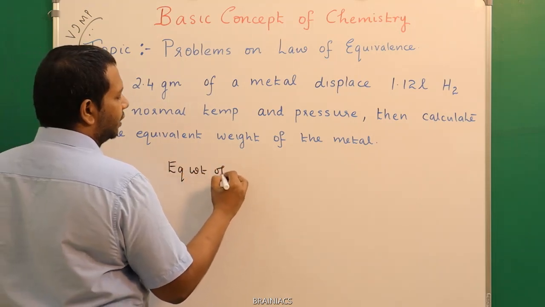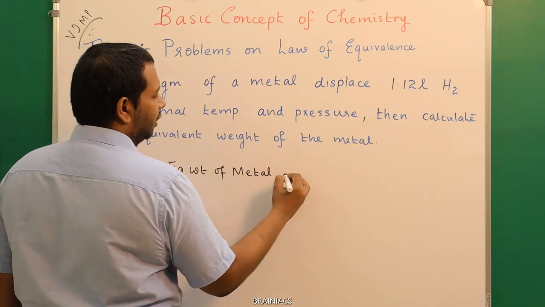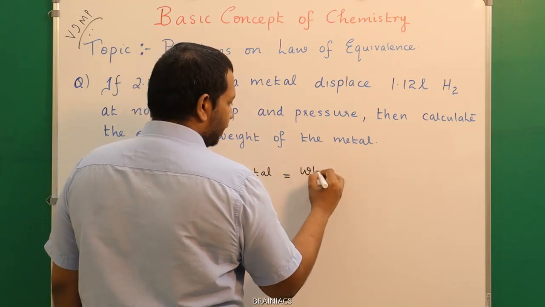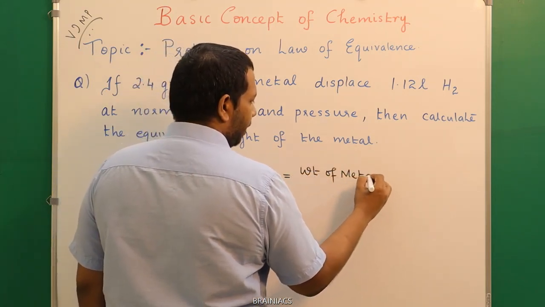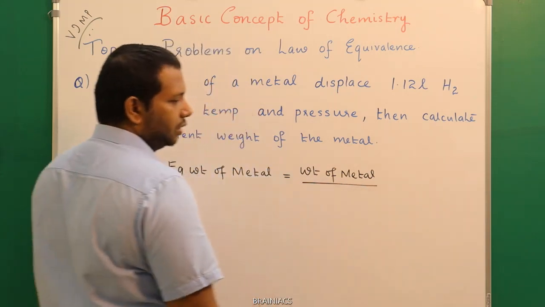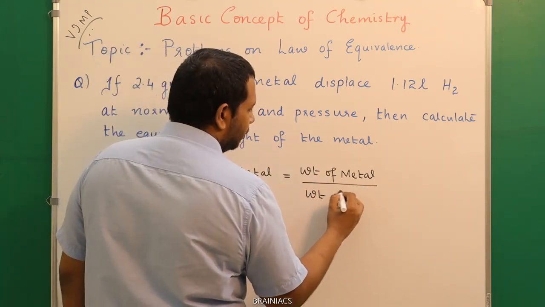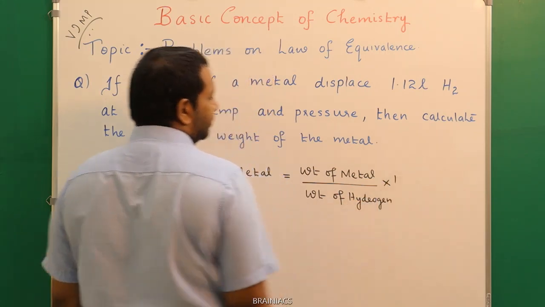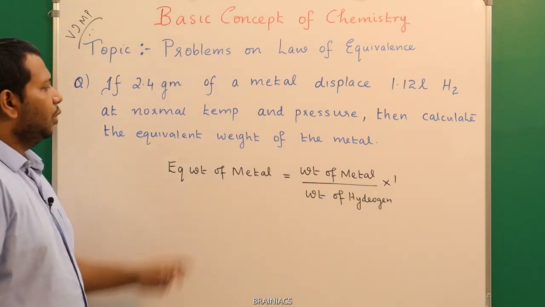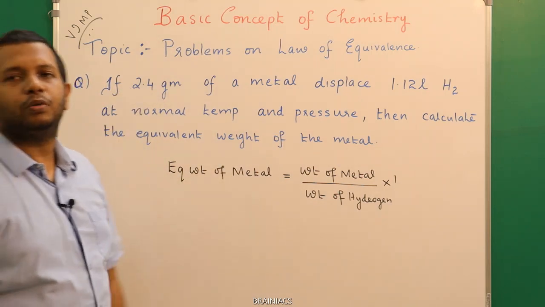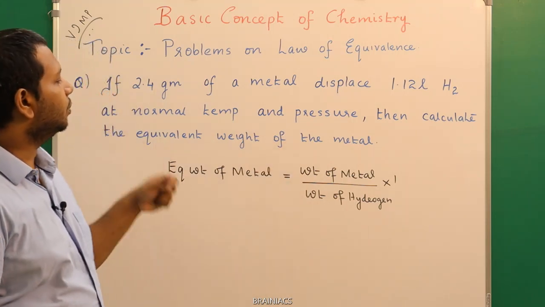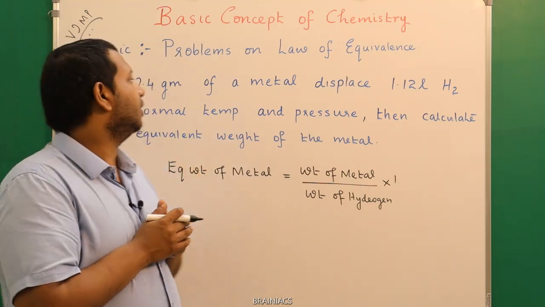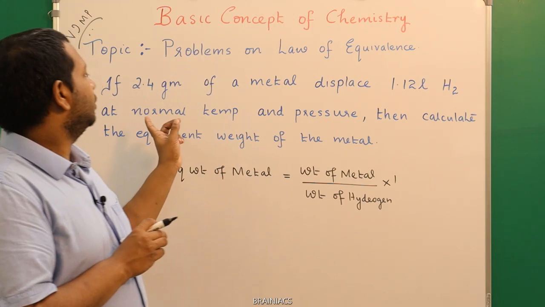So tell me, what is the equivalent weight of the metal as per the hydrogen displacement method? Tell me the formula. We know that it is the weight of the metal divided by the weight of the hydrogen, into 1. Now here the weight of the metal is very clearly given, 2.4 gram, so I can substitute that. But what about the weight of hydrogen? They have given the volume of the hydrogen. The weight of the hydrogen is not given. And they are mentioning normal temperature and pressure.